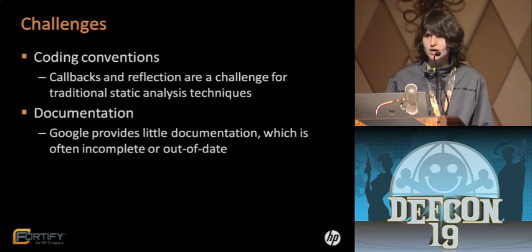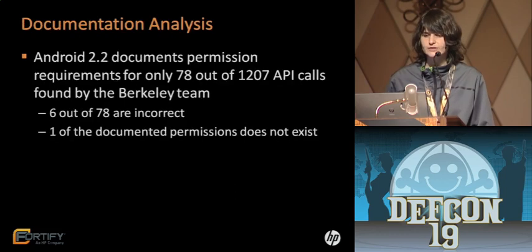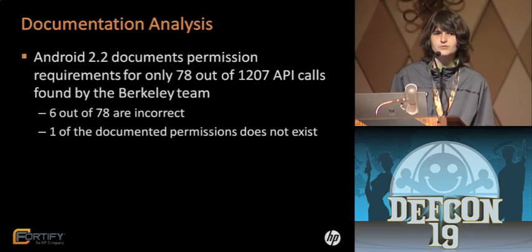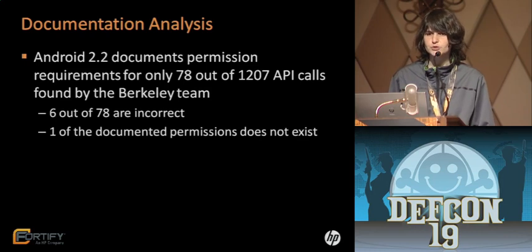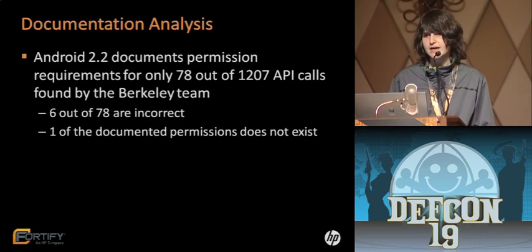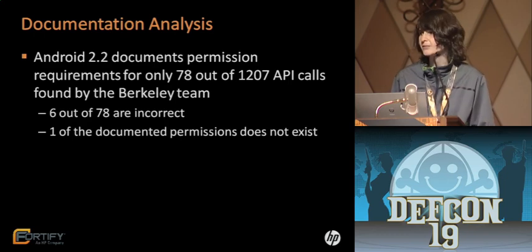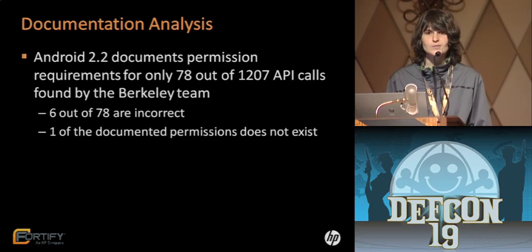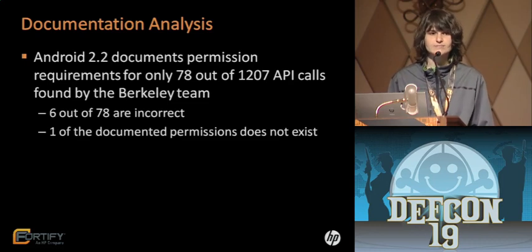And I was personally shocked to see how little of it is documented, and somehow we're expecting developers to write secure Android applications. In fact, my colleagues at Berkeley, while they were doing analysis of overprivileged applications, did an analysis of the documentation, and they realized that Android 2.2 documents permissions for only 78 out of 1,207 APIs that the team found. And in fact, 6 out of these 78 APIs were documented incorrectly. So for example, one permission that was mentioned didn't even exist.